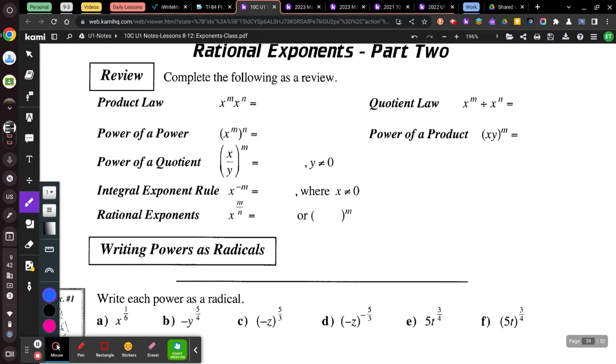So we're reviewing our product law. When we're multiplying, we add exponents. So that's x to the m plus n. Now we're putting it all together. This is going to be x to the m times n. So that means they sit side by side. This one to remove is going to be x to the m over y to the n. This one, the integral rule becomes 1 over x to the m, because this is over 1 to start with.